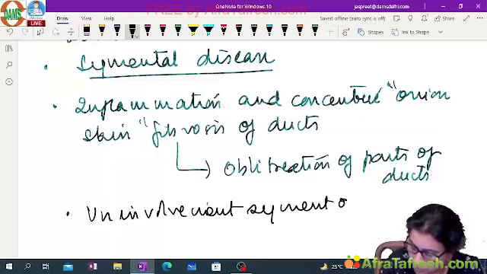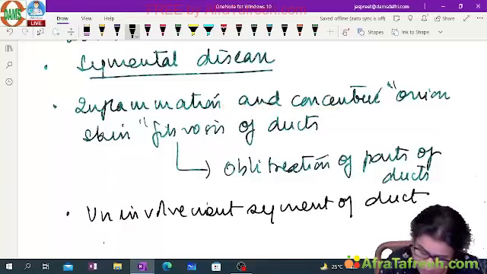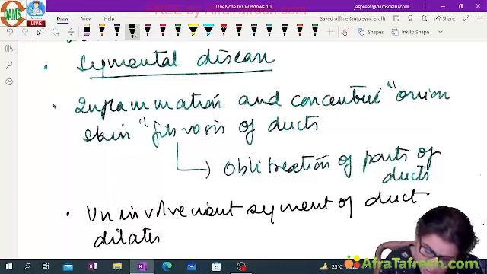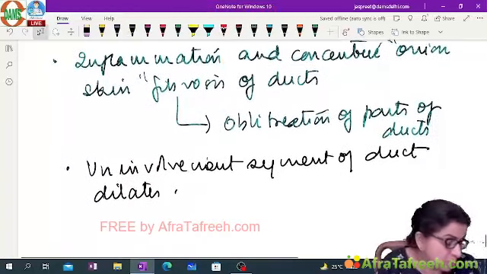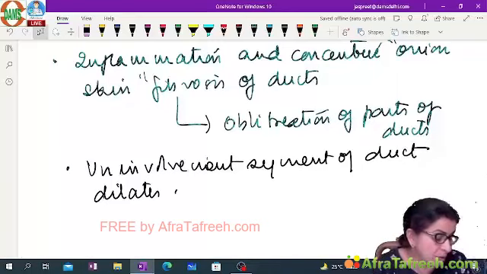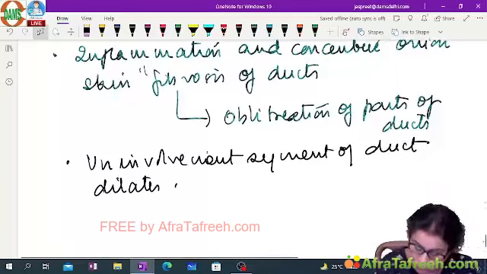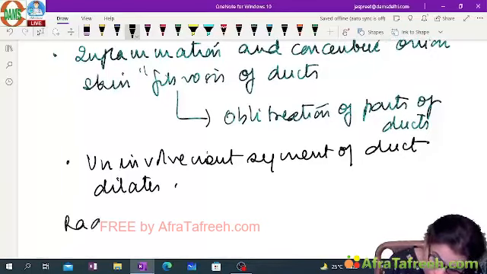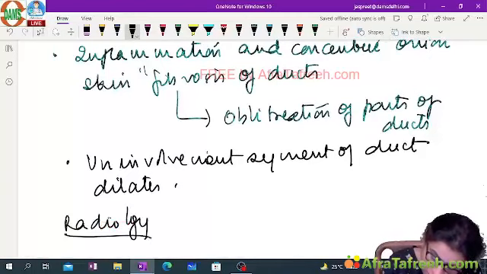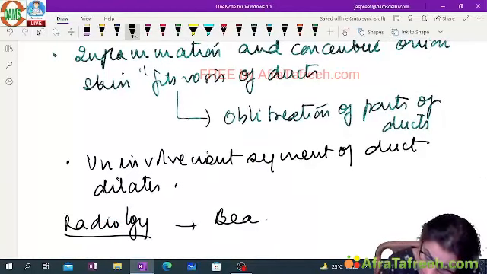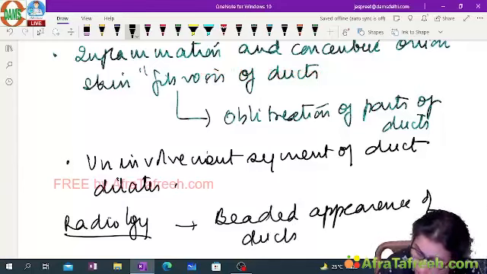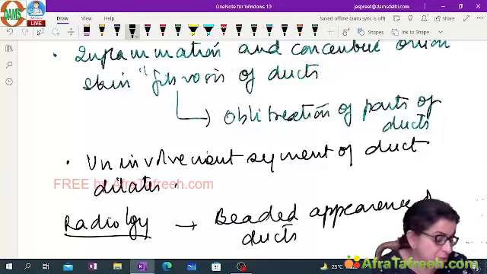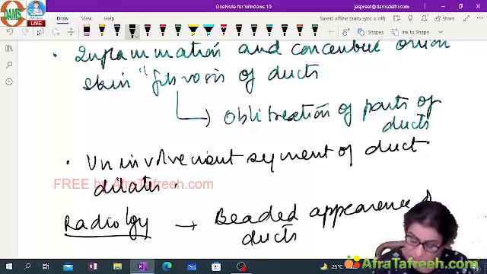The uninvolved segment of the duct dilates. This now produces a beaded appearance on ERCP. So on radiology, you see a beaded appearance of the ducts. What do you see on radiology? You see a beaded appearance on the duct.